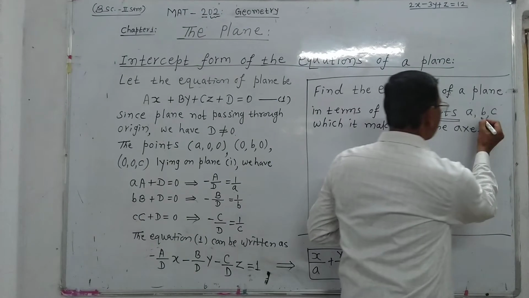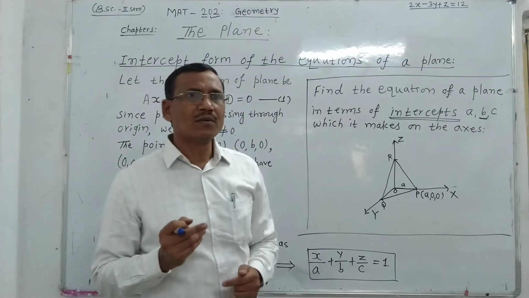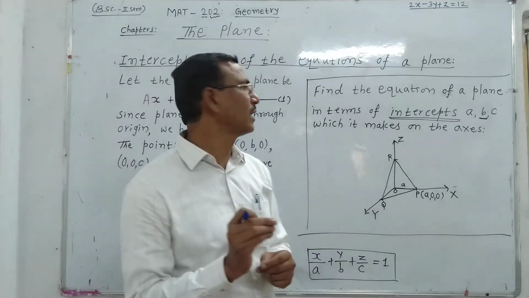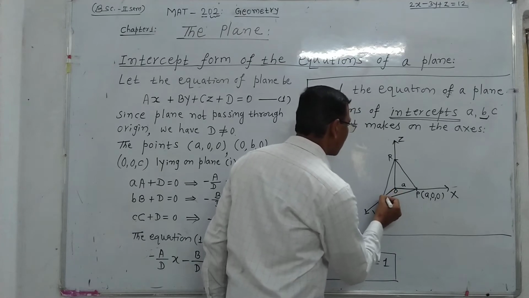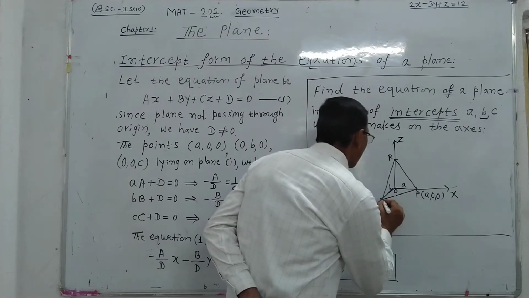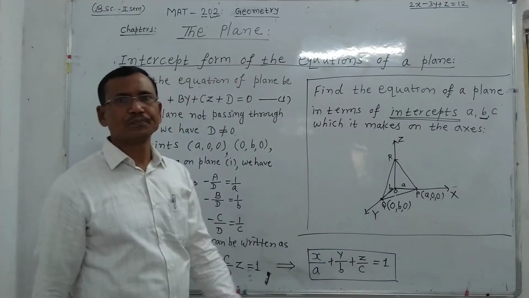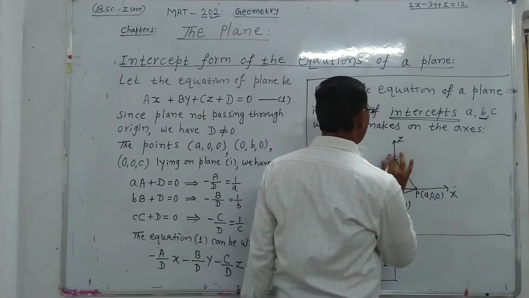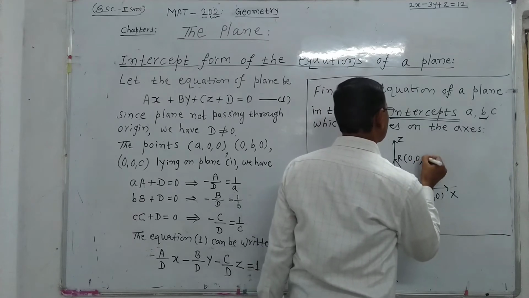Again, y-intercept is b. This is given to you. The plane cuts the y-axis at point Q, and the distance of that point from the origin is b. Therefore OQ is small b, and coordinates of point Q are 0, b, 0. Similarly, this distance is small c, and coordinates of point R are 0, 0, c.